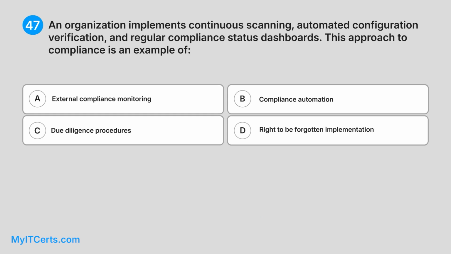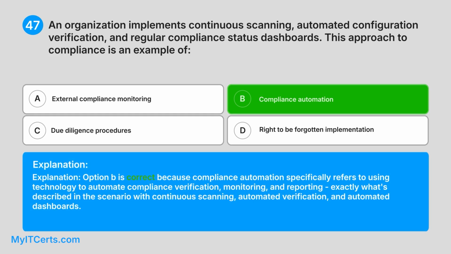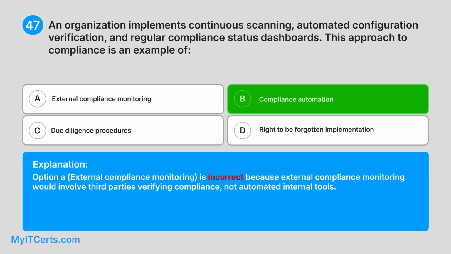Correct answer, B. Compliance automation. Explanation. Option B is correct because compliance automation specifically refers to using technology to automate compliance verification, monitoring, and reporting. Exactly what's described in the scenario with continuous scanning, automated verification, and automated dashboards. Option A, external compliance monitoring, is incorrect because external compliance monitoring would involve third parties verifying compliance, not automated internal tools.